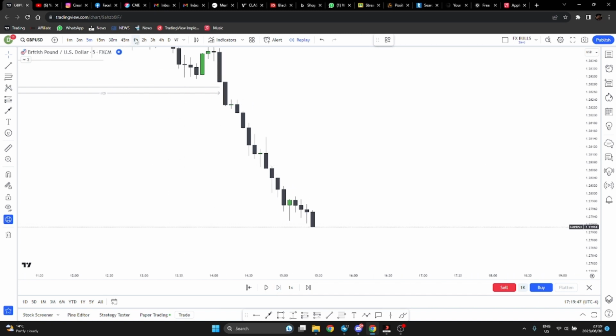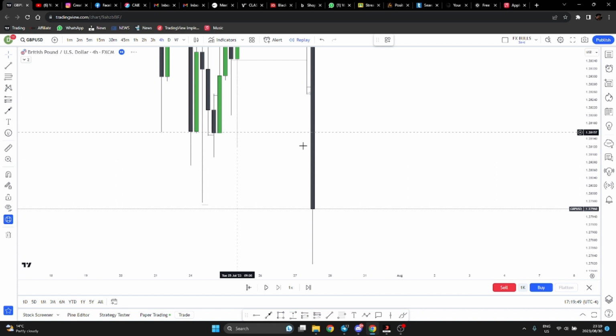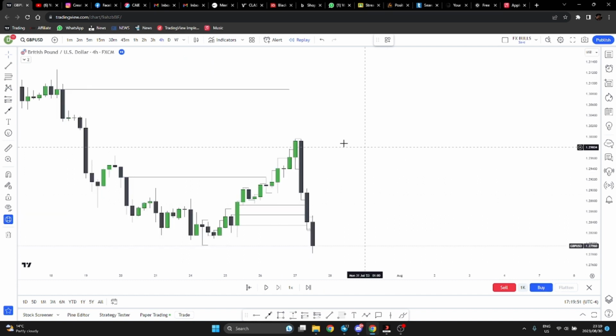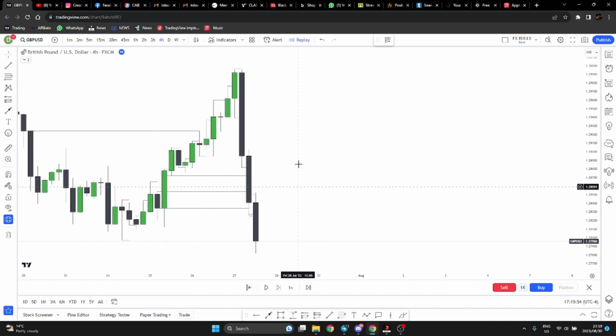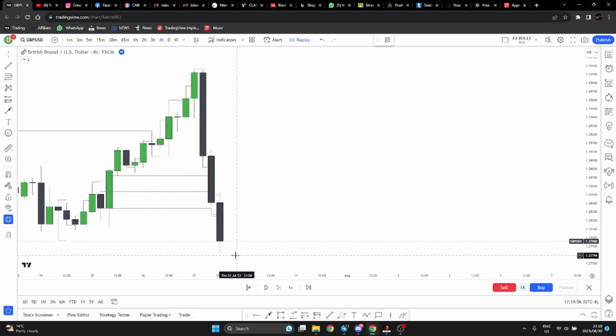Okay, so if I go back to the 4-hour time frame, it did not respect this order block at all. Okay, so price took out this low. Look, this low, went down. Took out this low, went down. Okay.